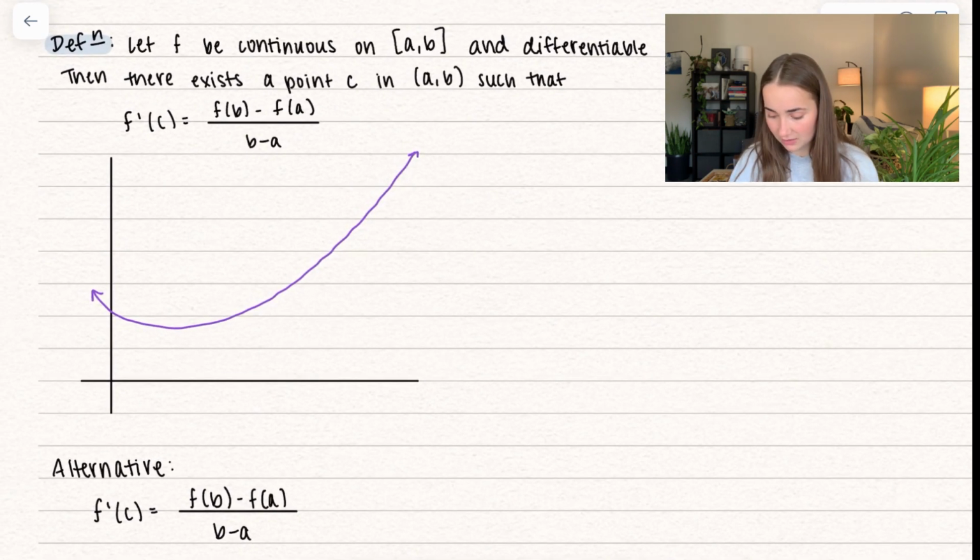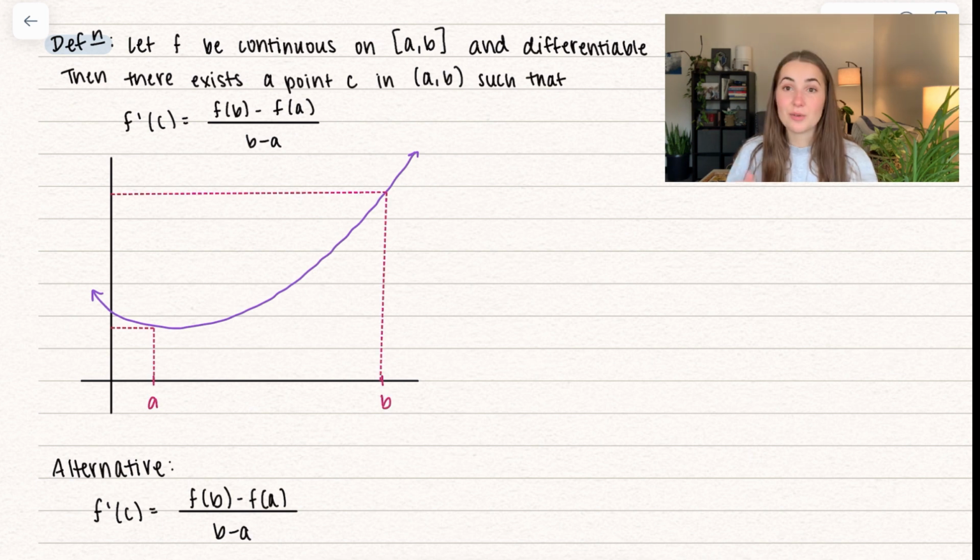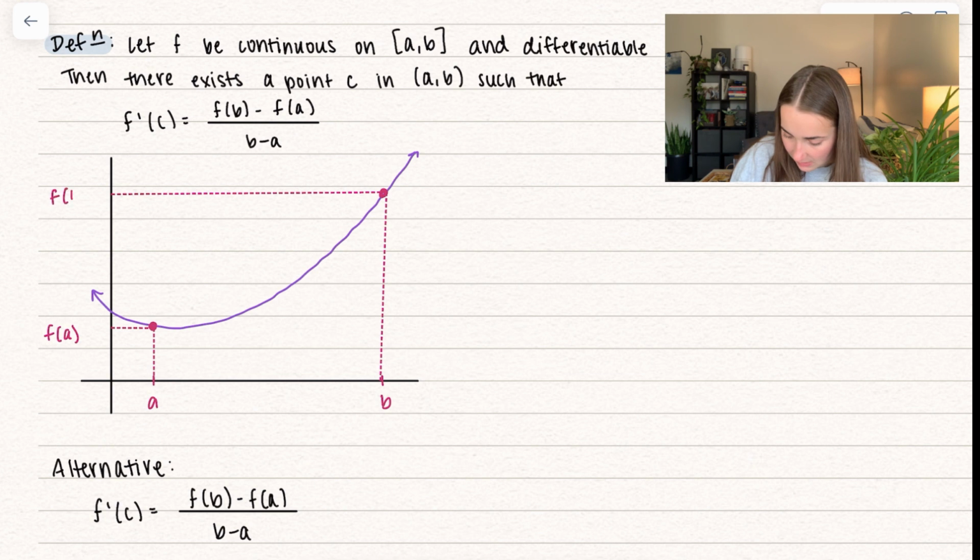I have kind of a fake little function right here, and what we're going to do is first define our interval. So let's go ahead and say this is our a and this is our b. So given our a and our b, we can find the f of a, which is the function defined at a. That's going to be this point right here. And we can also define the function at b, which is going to be that point right here.